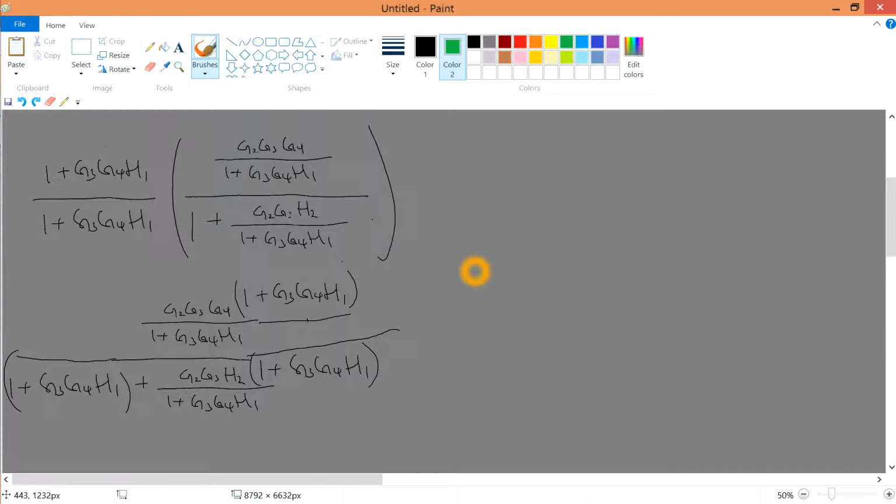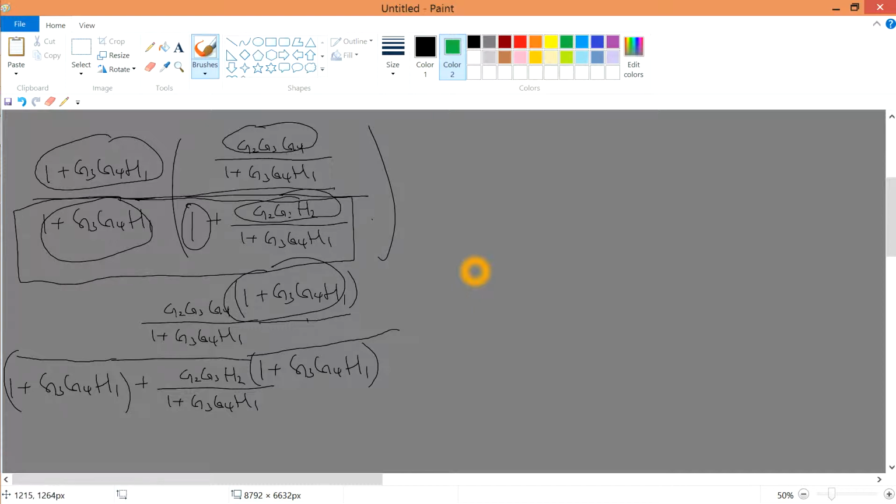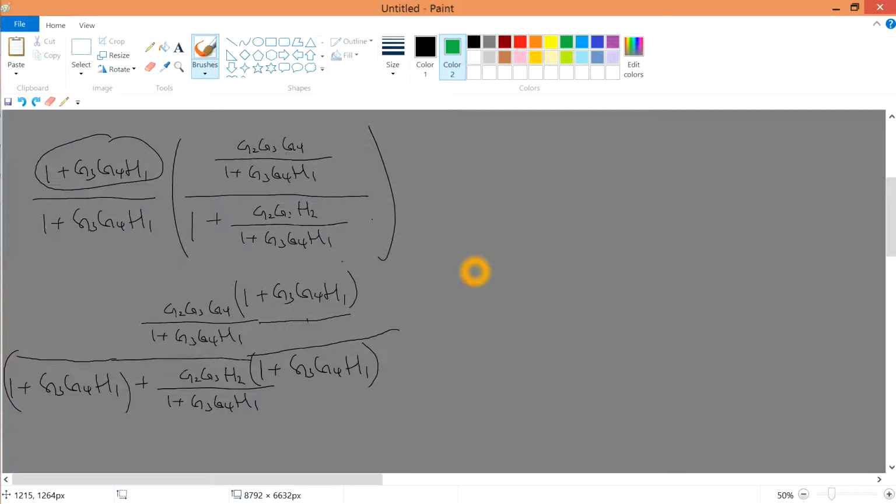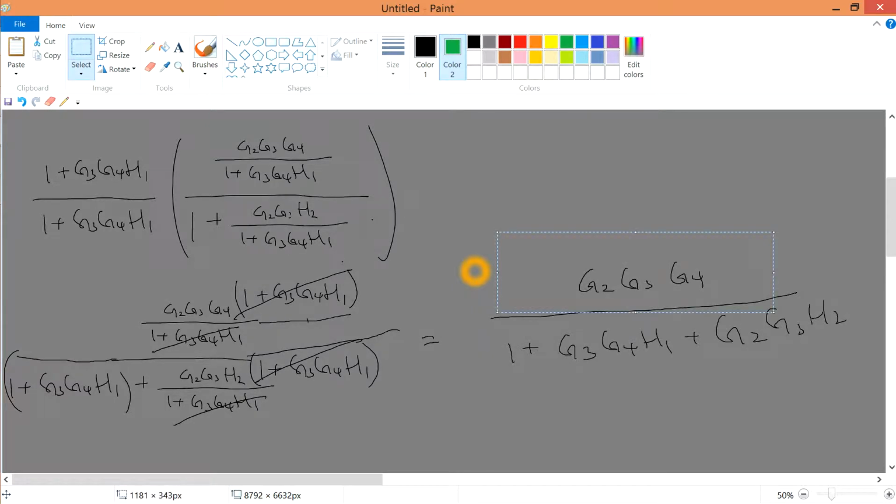Anyway, if I multiply this thing onto the numerator of that, I will have this thing over here, right? And I multiply the denominator to all these numerators, right? Because imagine they are all isolated in one room, you're just multiplying them in one set like that. And therefore this thing cancels, this thing cancels, and there you go. You have G2, G3, G4 over 1 plus G3, G4, H1 plus G2, H2, but anyway, you're just trying to simplify this into here, and that's all.